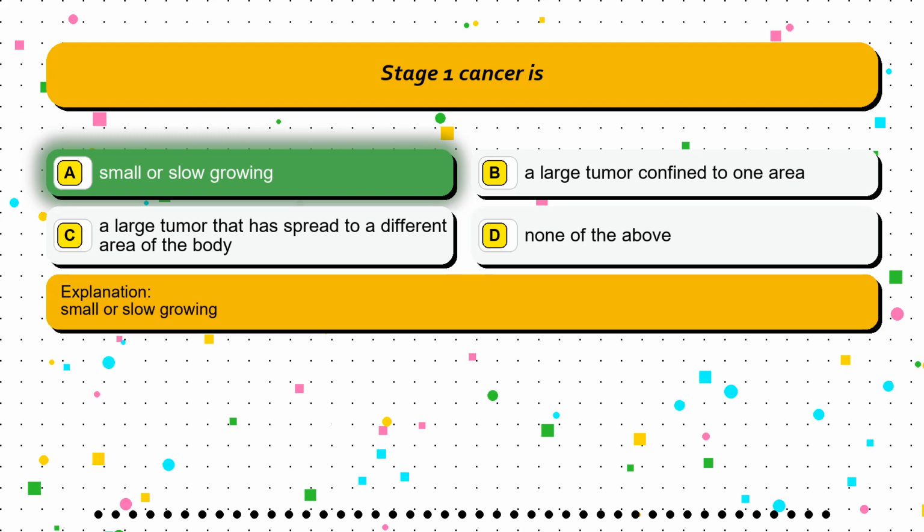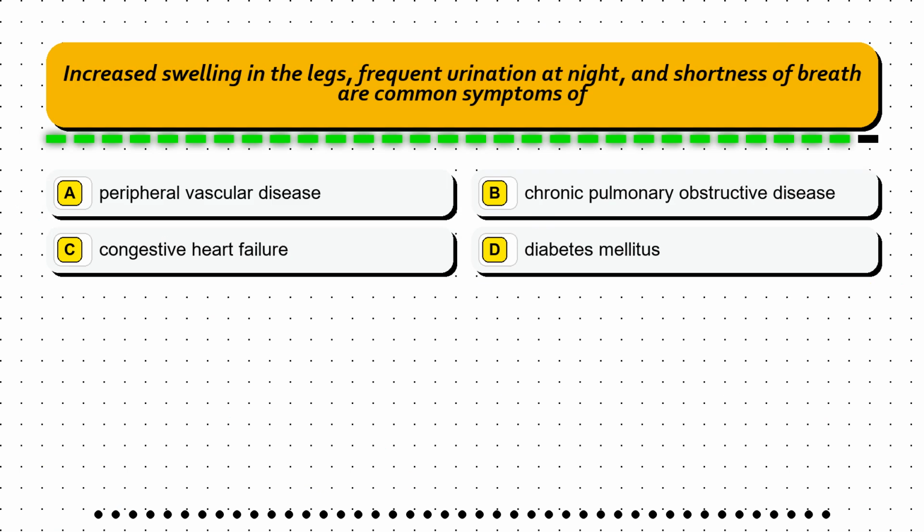Question 16. Increased swelling in the legs, frequent urination at night, and shortness of breath are common symptoms of: Option A, peripheral vascular disease. Option B, chronic obstructive pulmonary disease. Option C, congestive heart failure. Option D, diabetes mellitus.